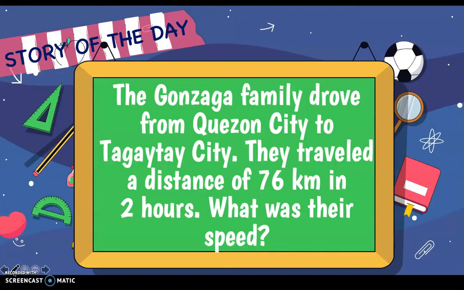What was their speed? To solve this problem, let's analyze first what is asked and what are the given facts. In the problem, it asked for the speed. The question here, what was their speed? We also have here the given, which is the time spent for 2 hours, and then the distance traveled is 76 kilometers. Now, how are we going to solve for the speed given the time and distance?